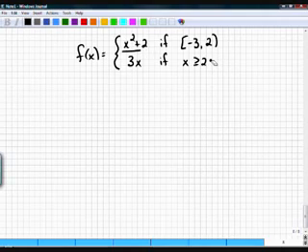For x greater than or equal to 2, how do you write that? Bracket 2 to infinity. Good. So if you're on that interval, you plug it into 3x. But what if you're not on either one of those intervals? It's not defined. These are only the intervals that you can plug into this piecewise function.